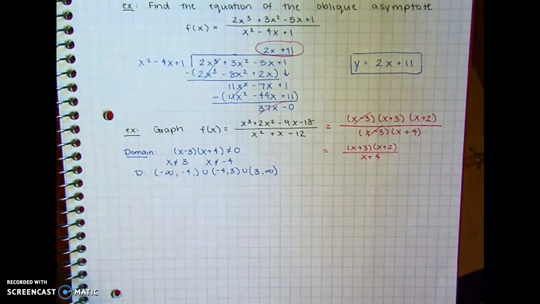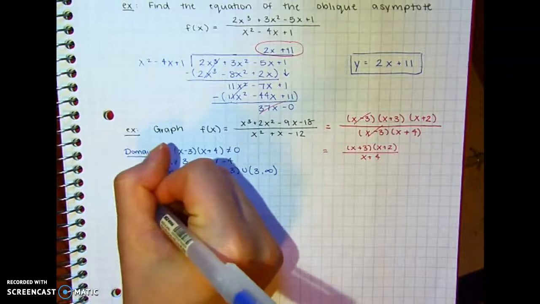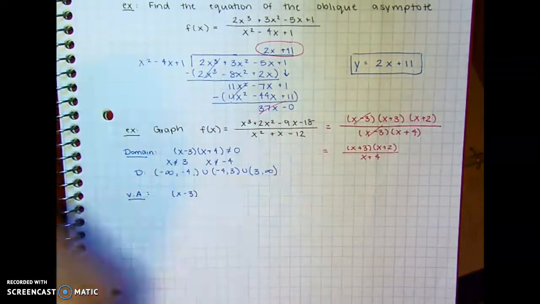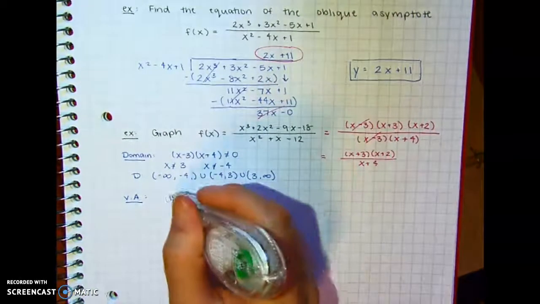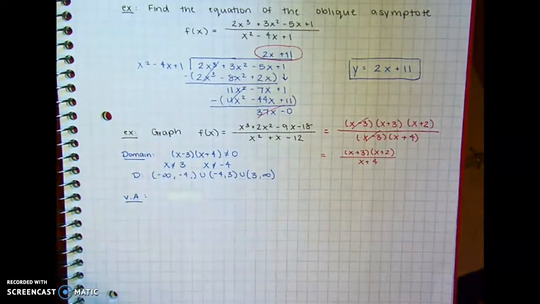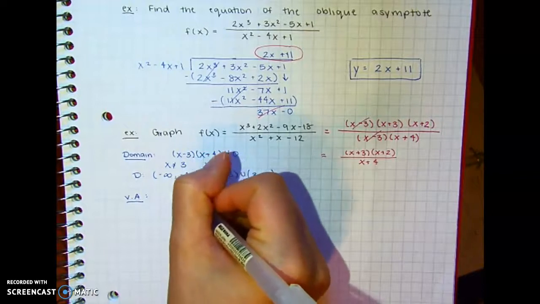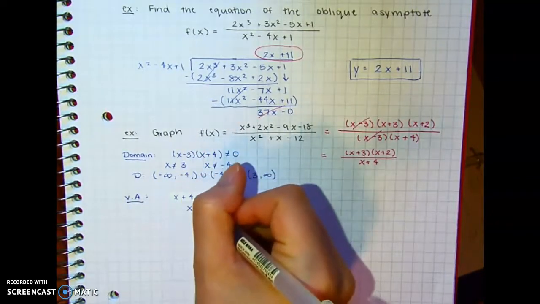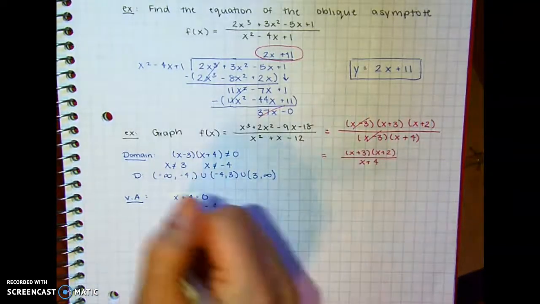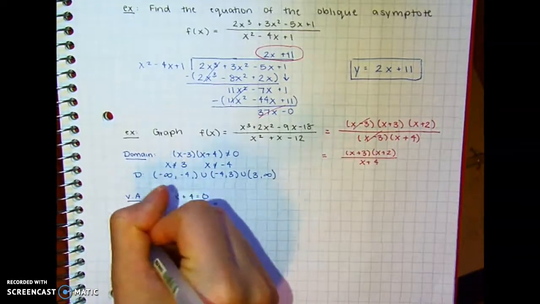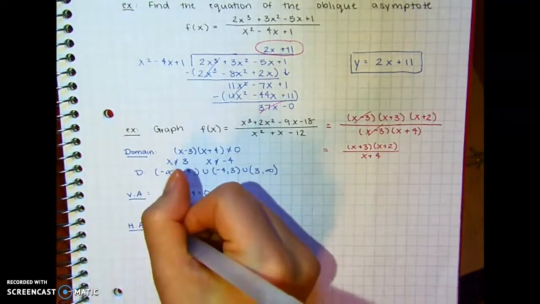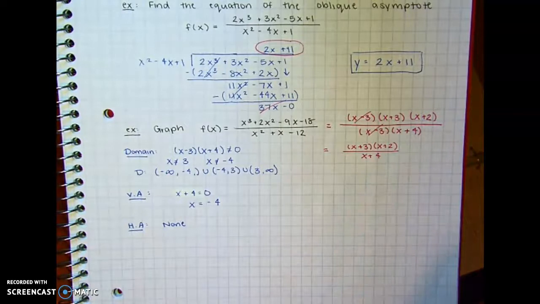Okay, vertical asymptotes. We'll be setting the denominator equal to 0, but this is where we want to set the simplified denominator equal to 0. So that means our vertical asymptote will be at x equals -4. Horizontal asymptote. Because the degree in the numerator is 3, and 3 is 1 more than 2, there is going to be none, which means that there is an oblique asymptote.